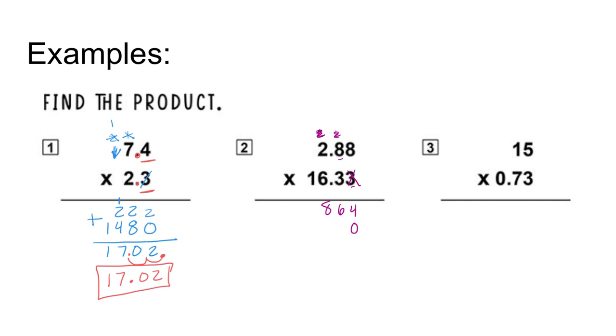So again, 3 times 8 is 24. So I'll put a 4 down, carry a 2. 3 times 8, again, is 24, plus 2 is 26, so 6. Carry the 2. 3 times 2 is 6, plus 2 is 8. 8 here, and that is it. I'm going to do it in different colors for you. I'm going to cross those numbers out so I don't accidentally reuse them.